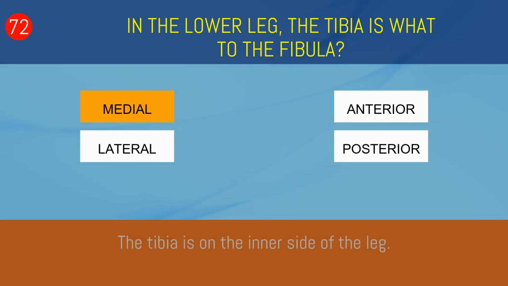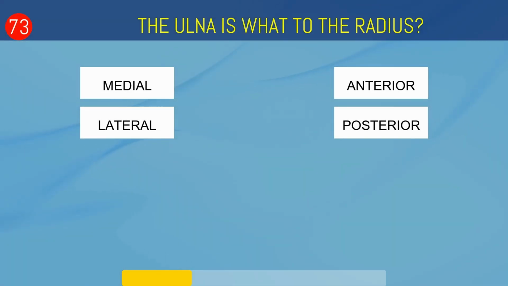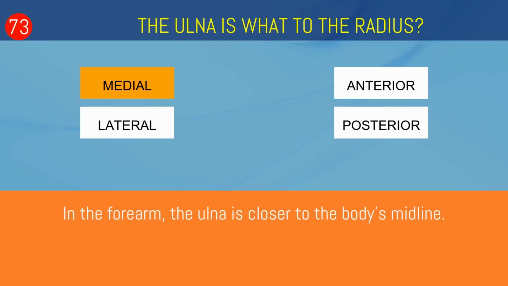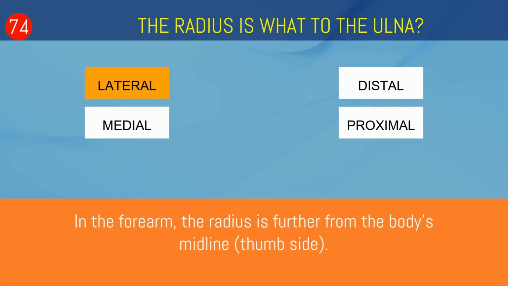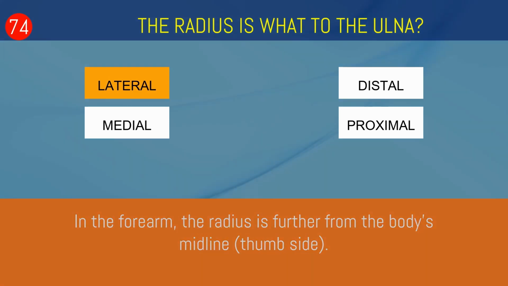Medial. The tibia is on the inner side of the leg. The ulna is what to the radius? Medial, lateral, anterior, or posterior. Medial. In the forearm, the ulna is closer to the body's midline. The radius is what to the ulna? Lateral, medial, distal, or proximal. Lateral. In the forearm, the radius is further from the body's midline, thumb side.